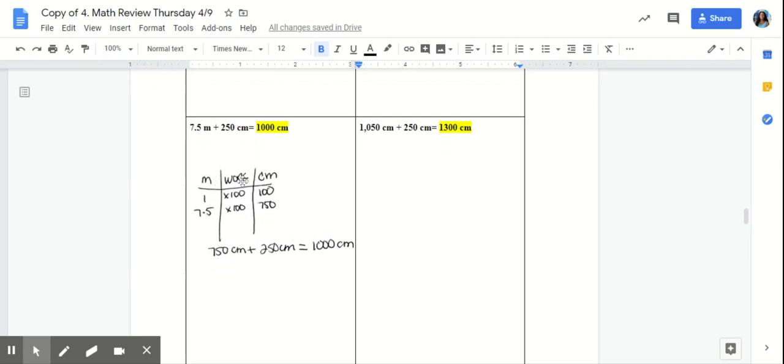Again, I have more conversions. Go ahead and check your work. And here we have like units, so we can just add those together.